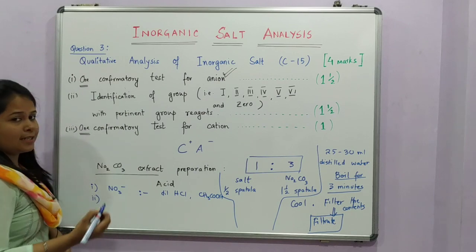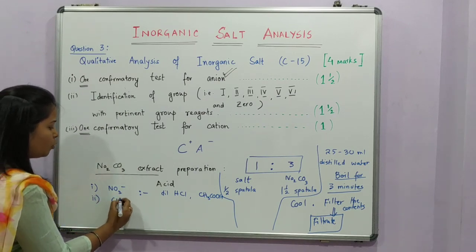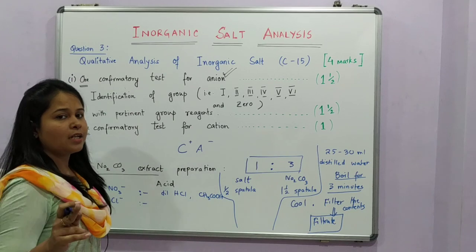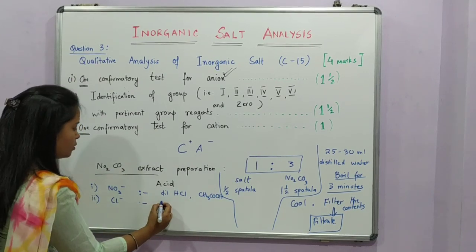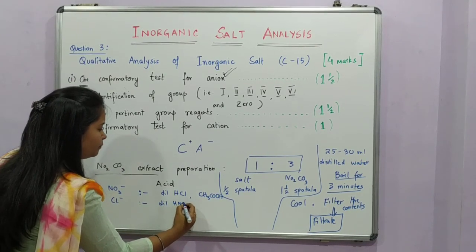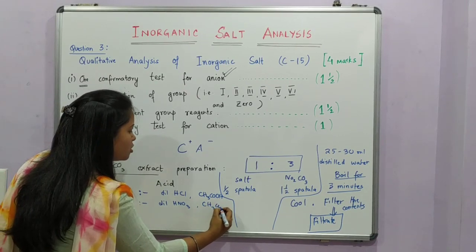Similarly, if you keep this concept in your mind, if you have to do the test for chloride, you would not use dilute HCl. You would either use dilute nitric acid or acetic acid and so on.